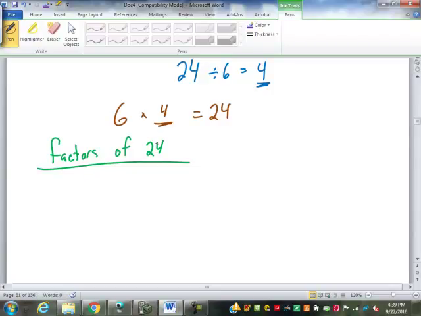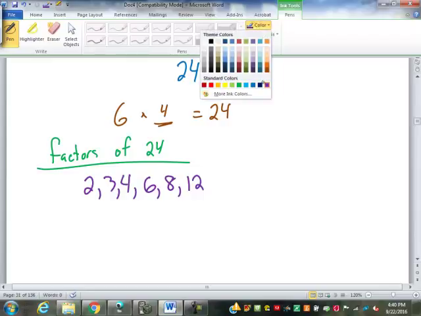What are some other numbers that are going to divide into 24? 2, 3, 4. How about 5? Nope. 6? Yep. 7? 8? Yes. 9? 10? 11? 12? How do I know that 12 is the last one? 24 divided by 12 is 2. There's nothing smaller than 2 that I can use, so that has to be the largest factor, the last factor.